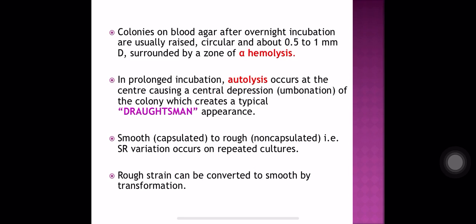The capsulated bacteria initially, in the young colonies, are smooth. As time passes and the colonies become old, they become rough, as the bacteria start losing their capsule. This variation from smooth to rough is known as SR variation.